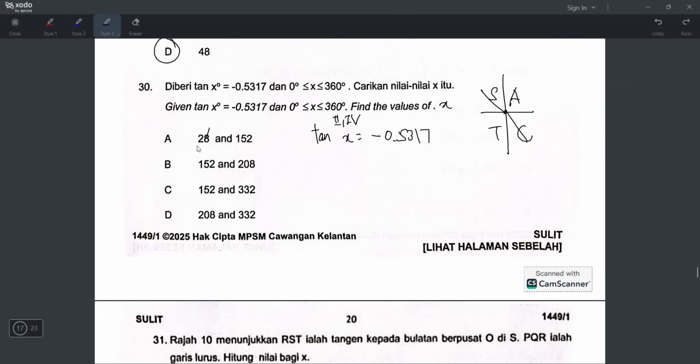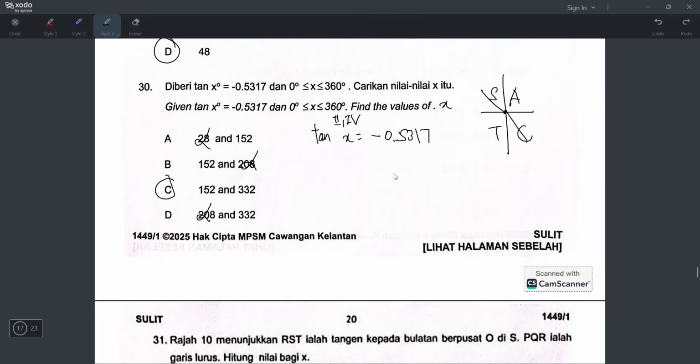So automatically A is wrong already, because that is in quadrant 1, 28. And quadrant 4 must be more than 270, so that is wrong too. Quadrant 2 is more than 90, less than 180. So it's C. I didn't even press my calculator.